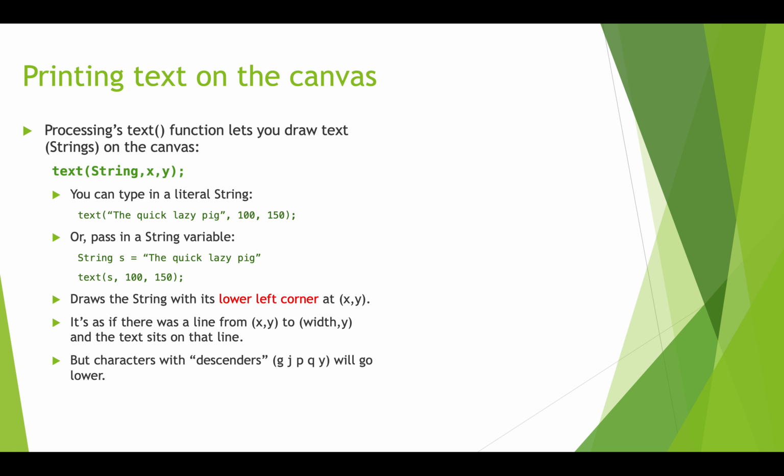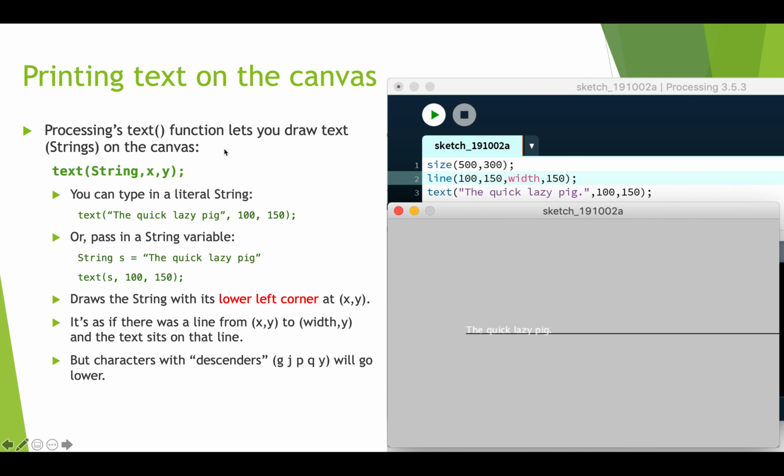So let's have a look at what this actually looks like in processing. So here we have a simple example. We've created a canvas, we've drawn a line, and then we put text on the canvas. The text is the quick lazy pig, and we've put it at 100, 150. And here you see the result. So here's our line that we've drawn, and here's the text, and you see it sits on that line, but letters like Q and Y, P and G have descenders, bits that actually go below the line. But the point that we've specified here, the 100, 150, is right at this end of the line. So it's the baseline which the text sits upon.